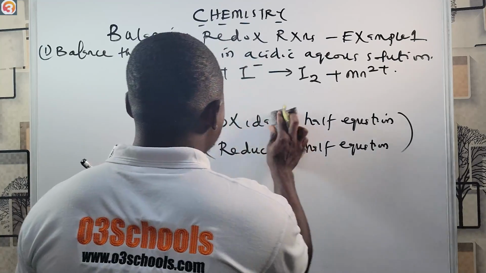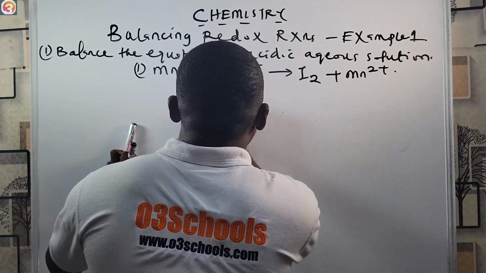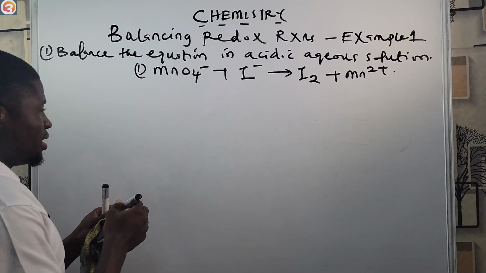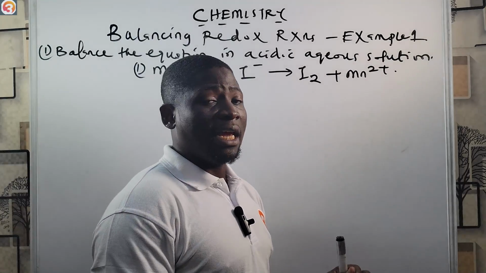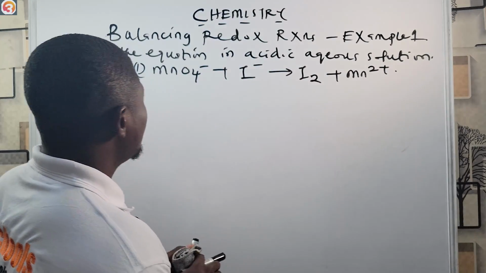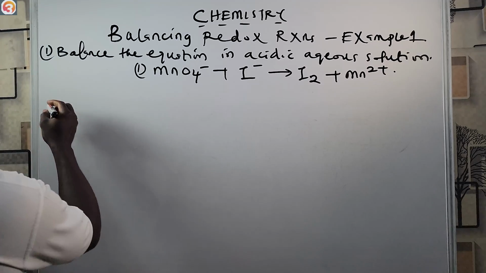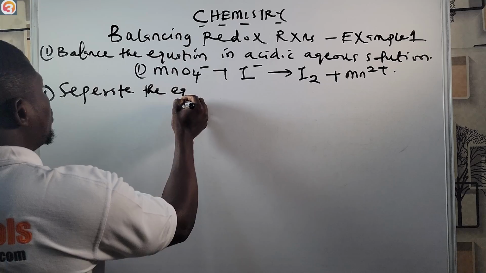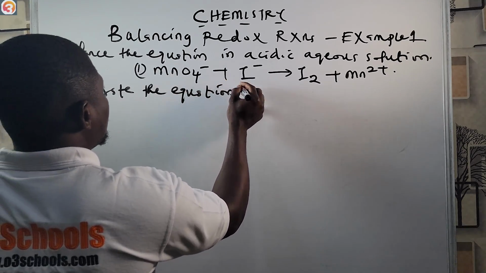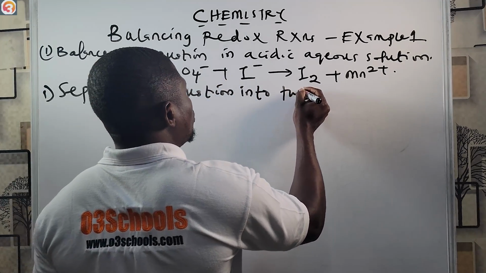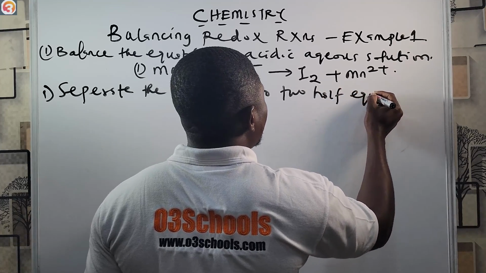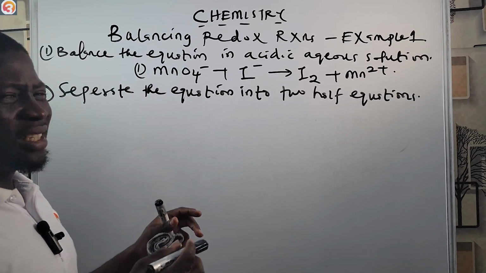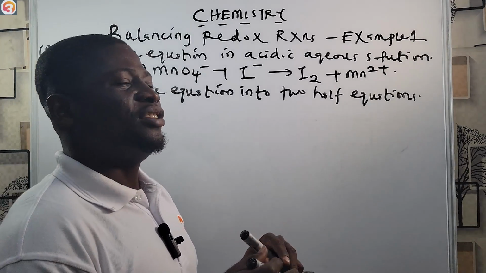Let's begin so that we do not waste too much time. I give you this question: MnO4- + I- to give you I2 + Mn2+. We need to first of all separate the equation into two half equations. So now, let's spot the oxidized species and the reduced species.